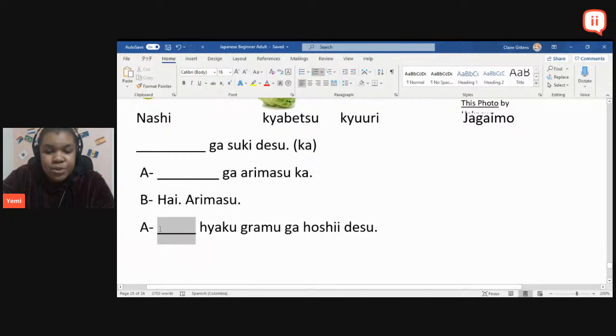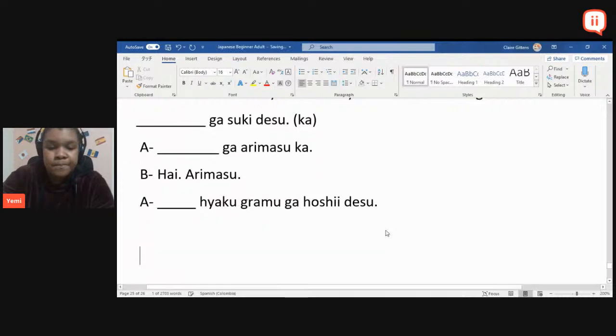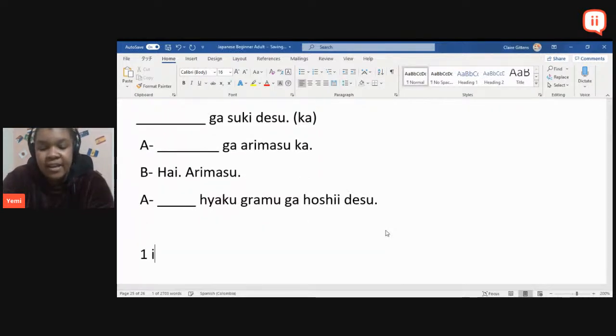And then we're going to put a number here to say how many hyaku, hundreds of grams, we would like. So let's go over our numbers quickly so you can remember them. The first one is ichi, ni, san, shi. I'll come back to shi because there's a weird thing that happens here.